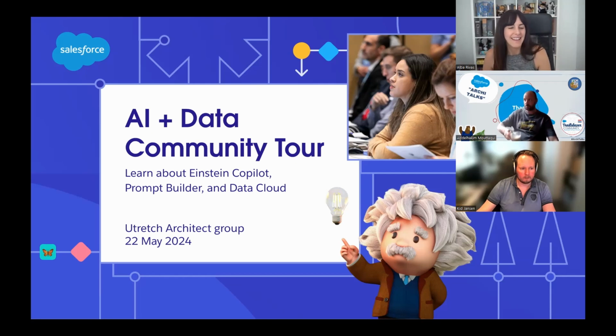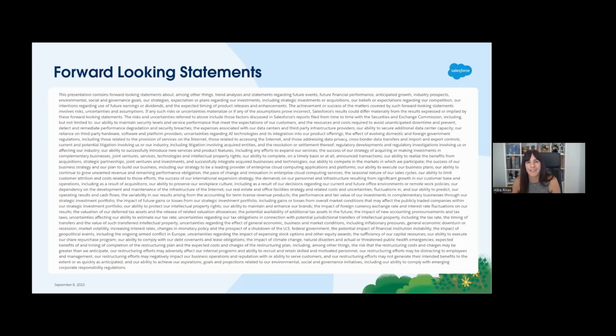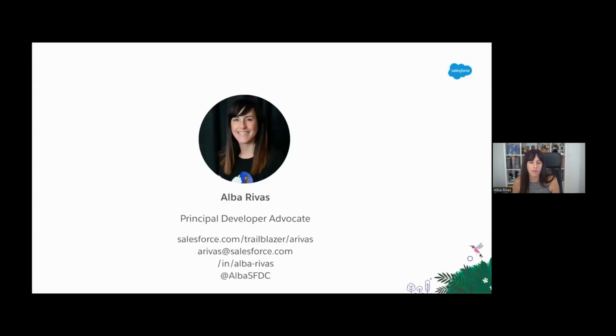Okay? So let me start by explaining this slide, which just means that Salesforce is on the stock exchange, and if you buy something from Salesforce, you need to do it based on the features that are available. But Prompt Builder, which is the topic that we're going to talk about today, it's GA. Copilot is also GA, and Data Cloud is also GA. We are going to mention a pilot at the end, but the rest is everything available, so you can trust me.